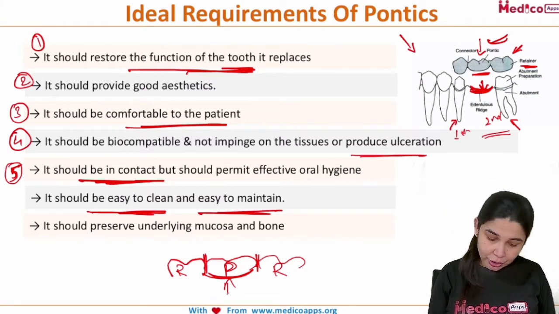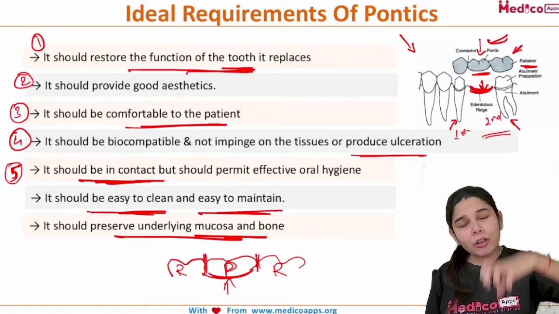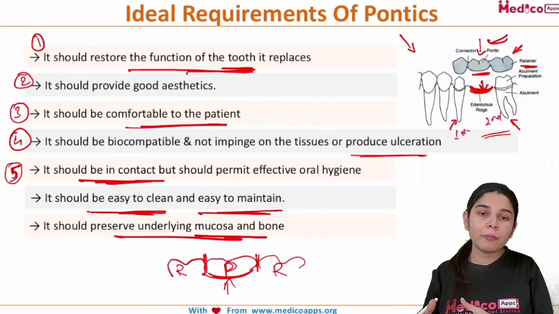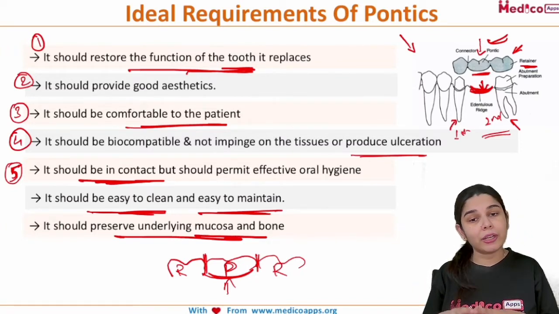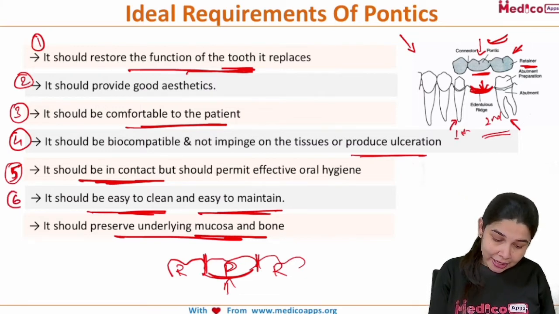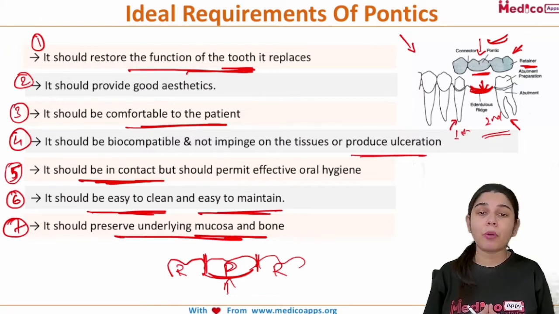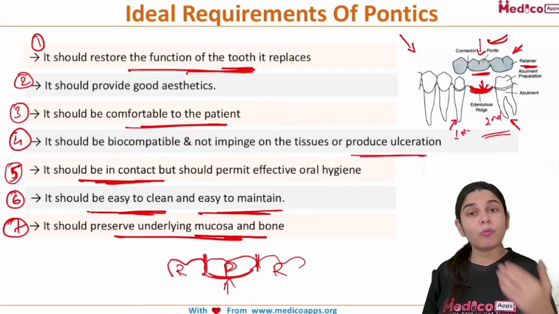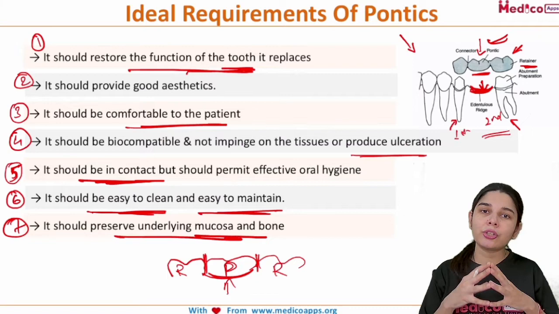And lastly, it should preserve the underlying mucosa. It should not put a lot of pressure, so that there will be no resorption of the bone and the mucosa. So this should also be followed by the Pontic. I hope you have understood all these seven ideal requirements of a Pontic, how and when a Pontic is given, what exactly a Pontic is, and what requirements a Pontic should fulfill.